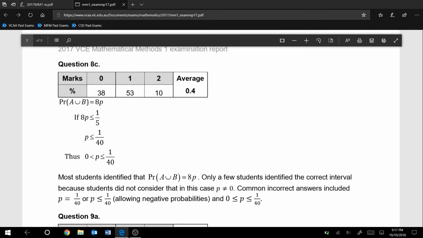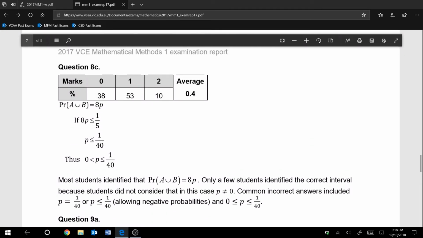So let's go take a look at what the examiners had to say, right? So they followed the exact same process. They found this, and then notice not greater than or equal to, it's just a greater than sign, right? Most students identified the probability. Only a few students identified the correct interval. You got a mark each for your lower and upper bounds for p. Notation doesn't really matter.